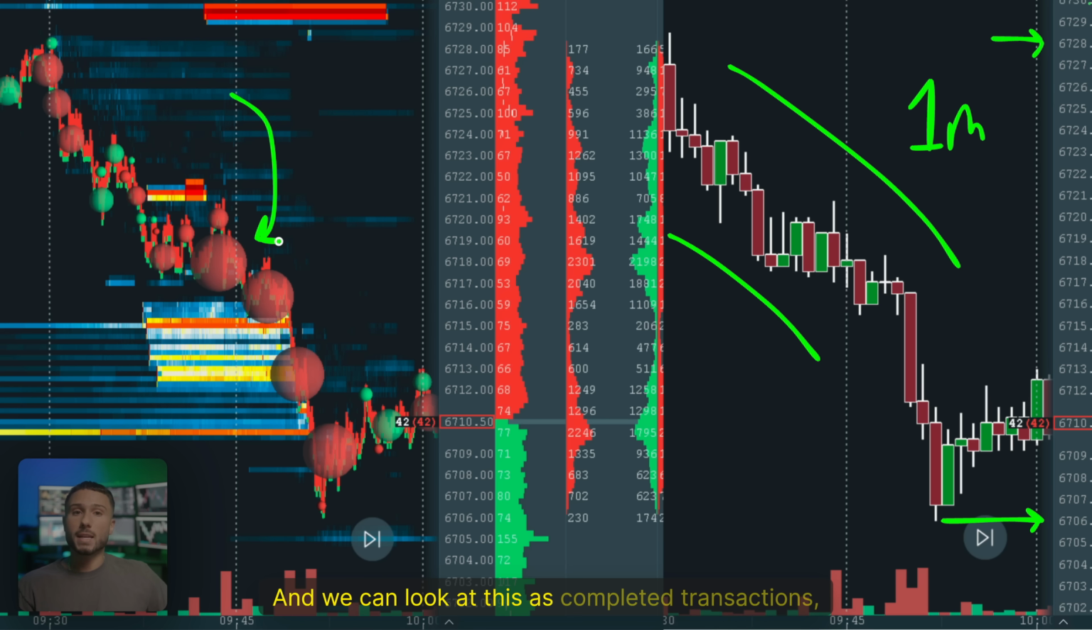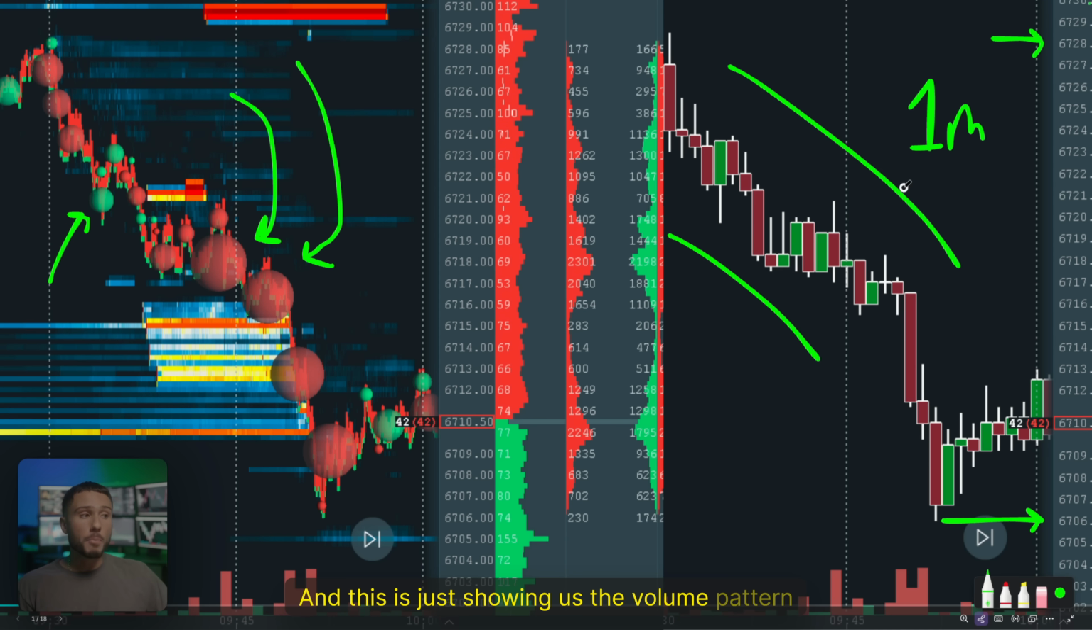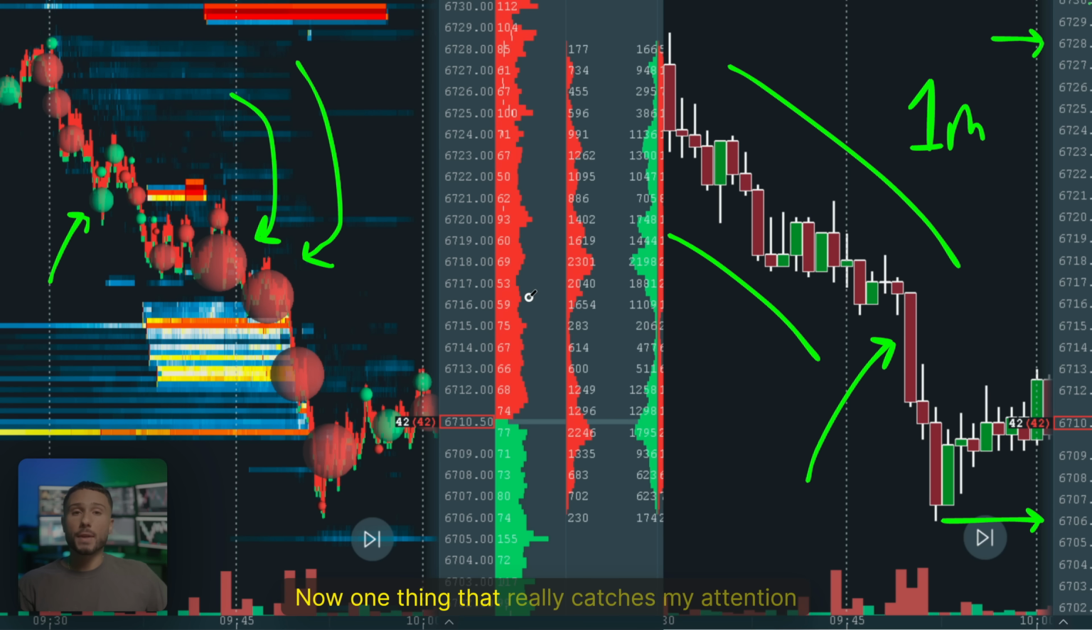We can look at this as completed transactions, meaning any large red volume bubble indicates large aggressive sell orders coming into the market. And any green bubble, whether it's small or large, indicates aggressive buyers coming into the market. Now, these charts are identical, they're symmetrical, and this is just showing us the volume pattern behind the driving force of this candlestick chart.